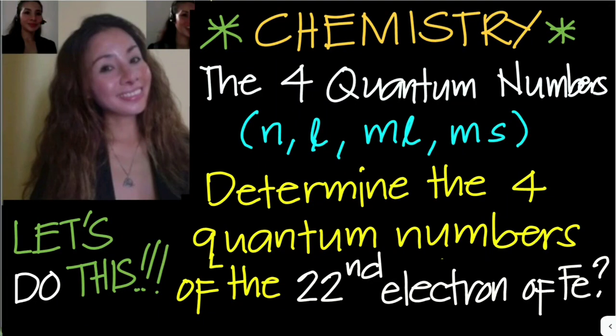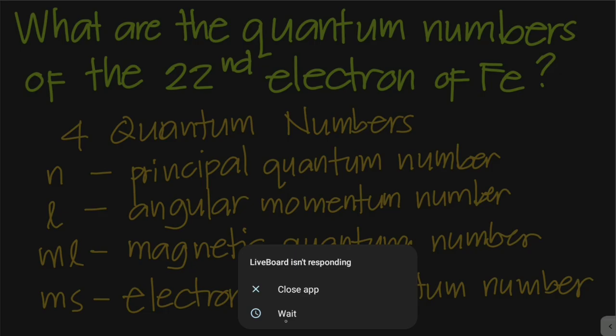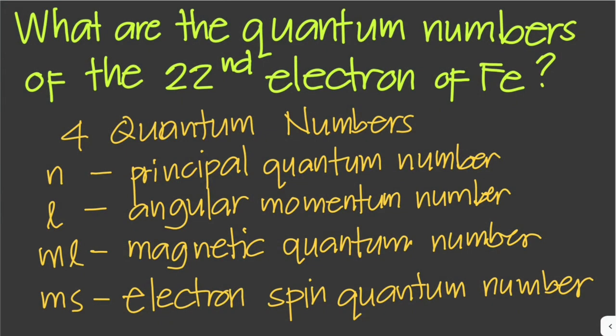In this video, you will learn how to determine the 4 quantum numbers given an element or an electron in an element. So what are the 4 quantum numbers and how to determine them? Now the 4 quantum numbers are the principal quantum number, which is denoted as n, and this describes the energy level or electron shell of an electron.